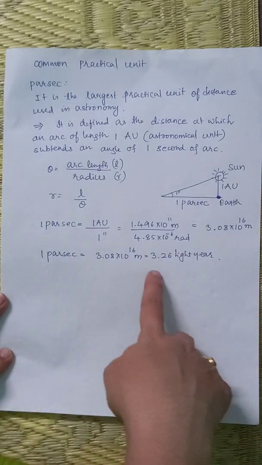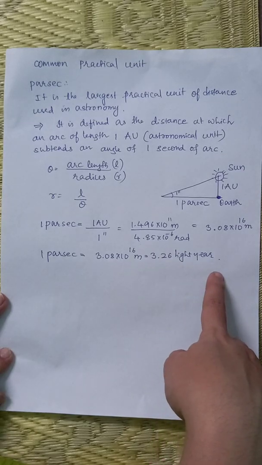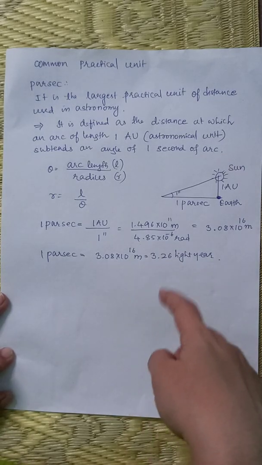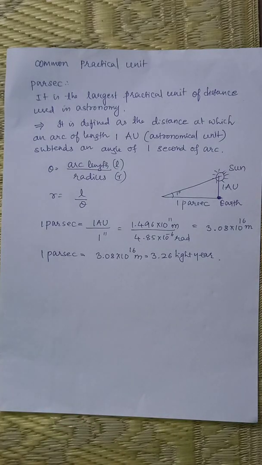1 parsec is equal to this much and it is equal to 3.26 light years. This was left out of the PowerPoint presentation, which I have added now. So all these things you will write in your notebook and keep it updated.